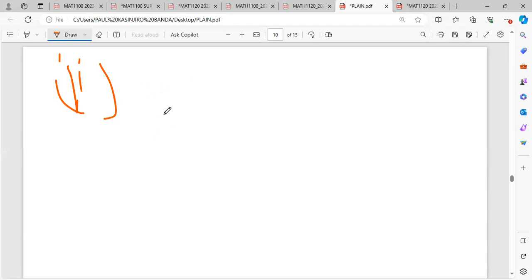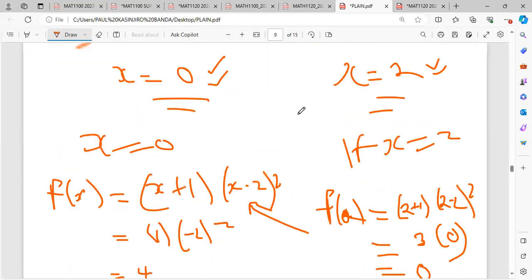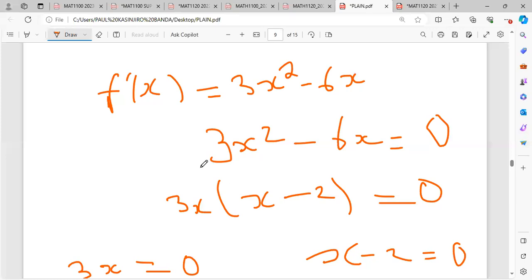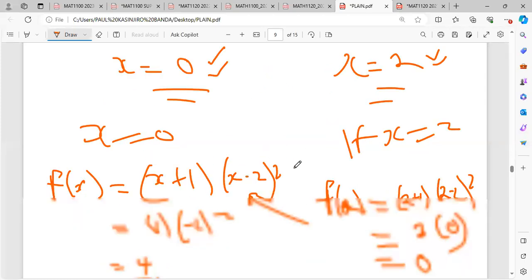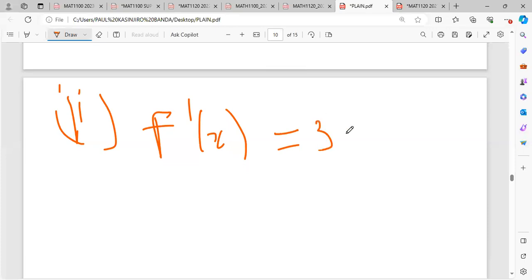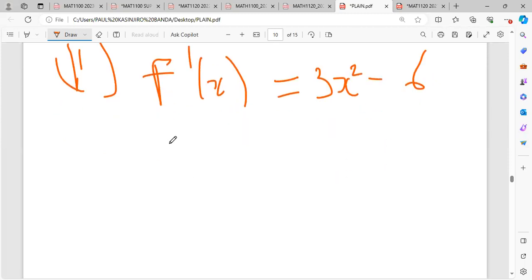So to find the nature, we first have to find the second derivative. How do we find the second derivative from our first derivative? What was our first derivative? This is our first derivative here: 3x squared minus 6. Then let's find the second derivative. The second derivative is equal to 6x. The derivative of a constant number is always 0. So this is my second derivative.